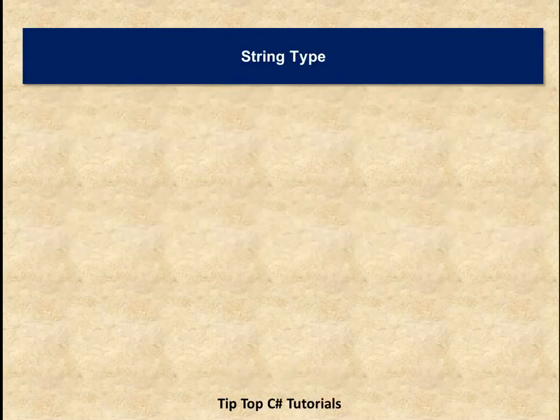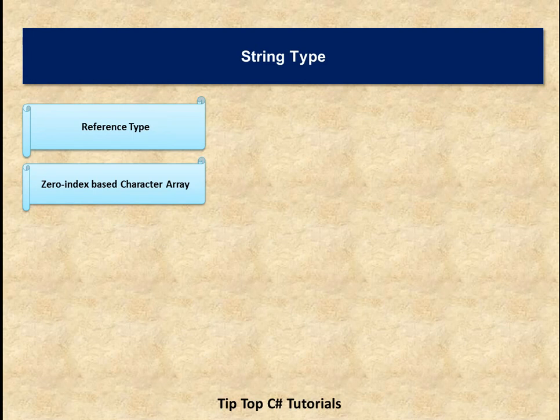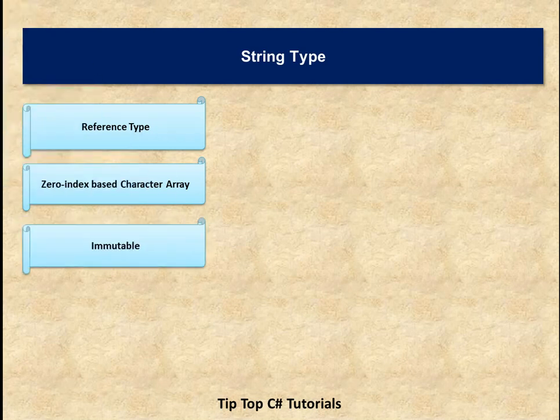Firstly, the string type. It is a reference type in .NET Framework, as you may already know, and it is nothing but a zero index-based character array. If you are coming from a C or C++ background, you know that a string is nothing but a set of characters arranged in contiguous memory locations called an array. In C# or .NET, it is the same case. It's a character array that starts at index 0.